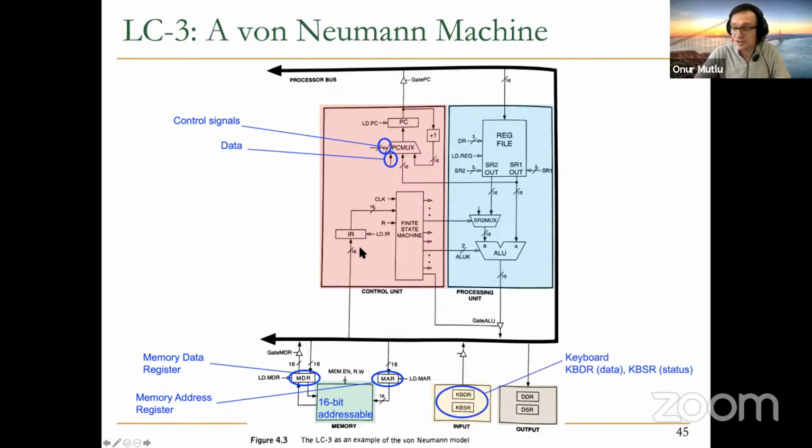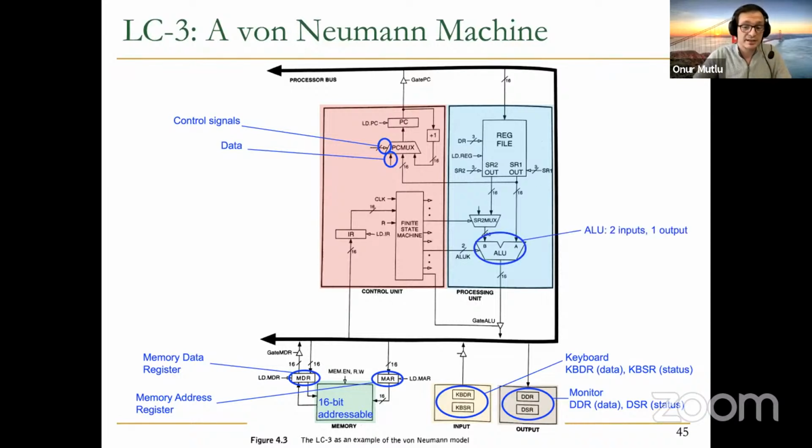For input and output, as you can see, there's a keyboard data register and a keyboard status register. We're not going to talk about them as much, but you can read your book, which talks about them in some detail. And then there's a monitor with data and status registers over there.